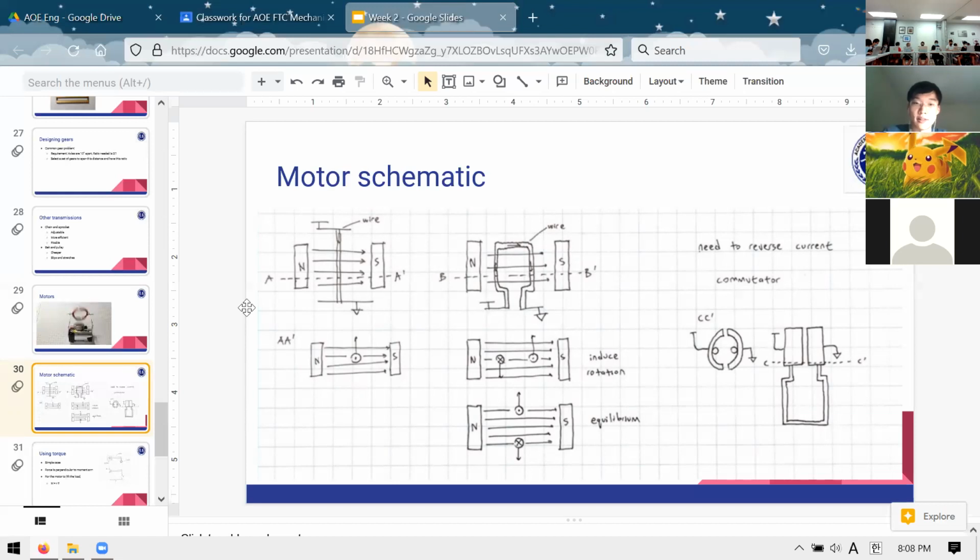So you can see on the left here, in this example, I have a single wire with the current going through it, and it's in a magnetic field. And that means that it'll experience a force, in this case, upward. And so how can we turn this into rotation?